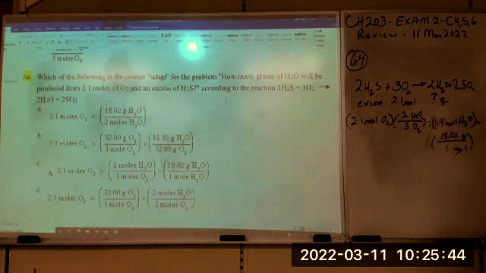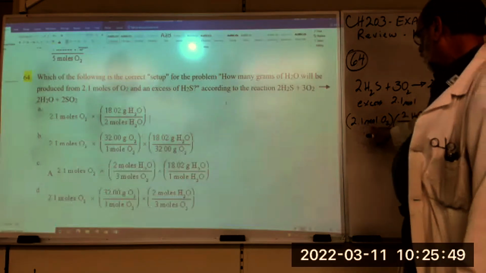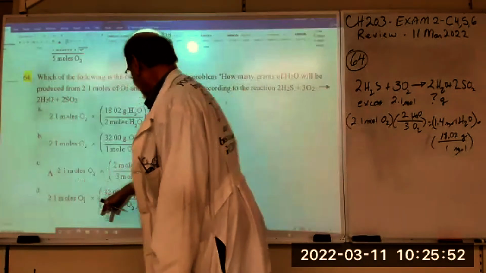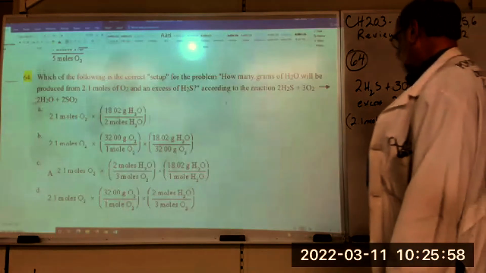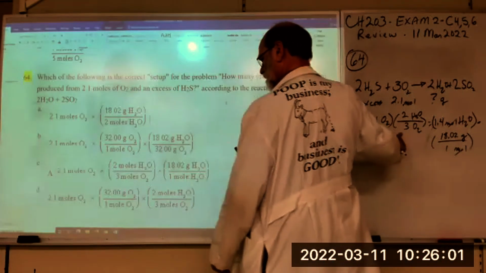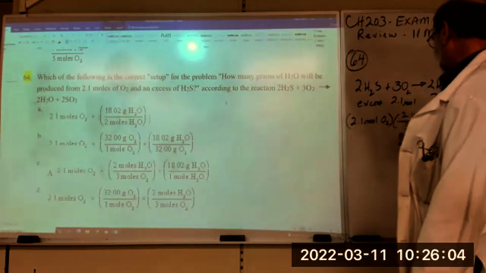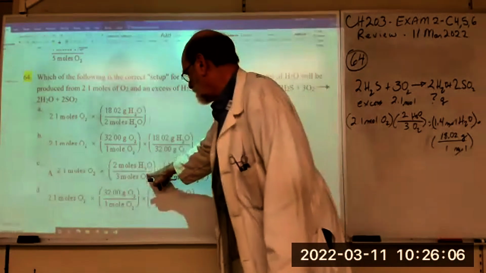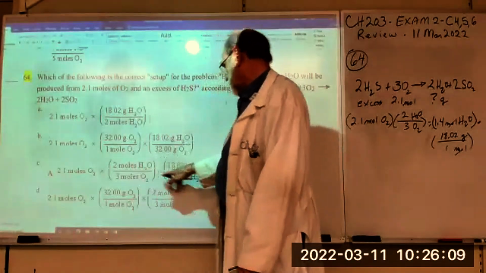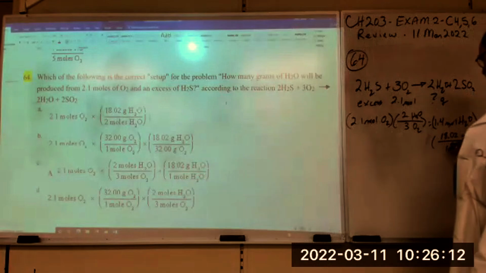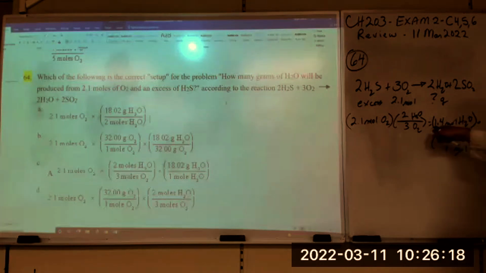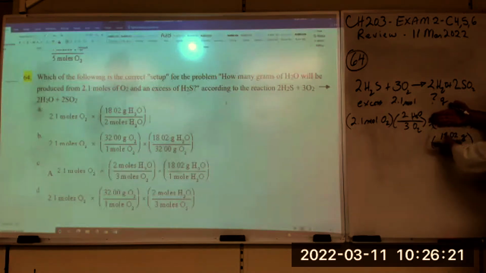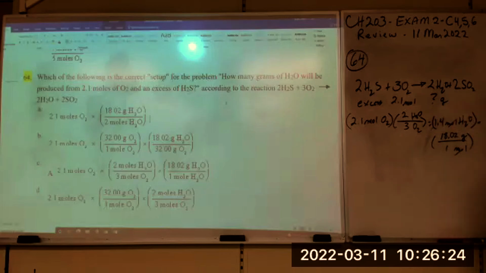Oh, they just said set it up. Okay. Let's see. 2.1 moles of oxygen. All right. Those are all correct. Then we're going to convert here. 2 waters on top, 3 oxygens on the bottom. That's right. That's the only one that's right. So it has to be this one. And then let's check that part. 18 on top, 1 mole on the bottom. Okay. Cover that up. This times that. Okay.